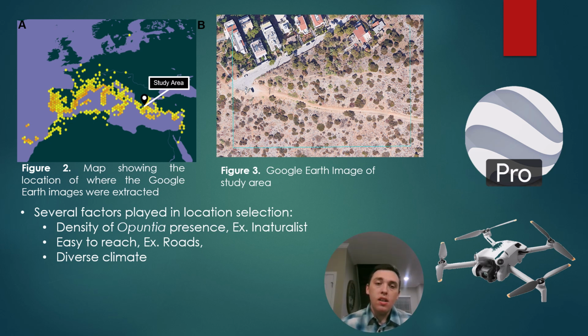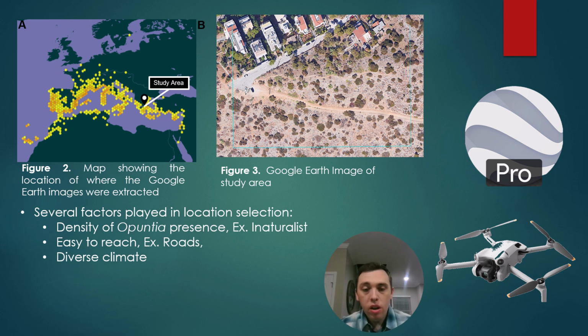It was selected for its high density of Opuntia, which was determined by using other tools such as iNaturalist. Other factors play in the selection of the area, such as how easy it was to reach, such as its proximity to roads, along with how easy it would be to traverse the landscape. A diverse climate was also sought after, as it allowed for a better understanding of how the invasive Opuntia in the area are affected by different climates in a land foreign to it. Aerial images were also collected using a low-flying drone to take pictures for further study.